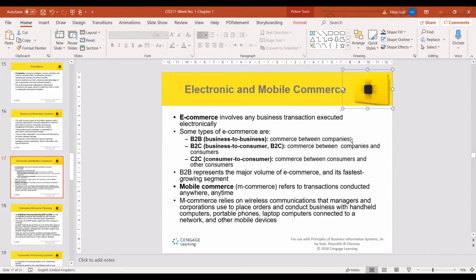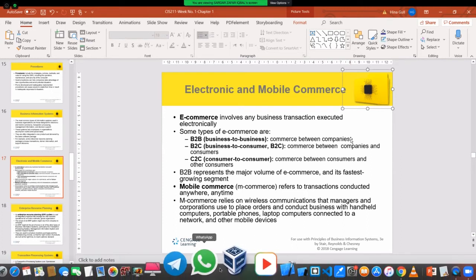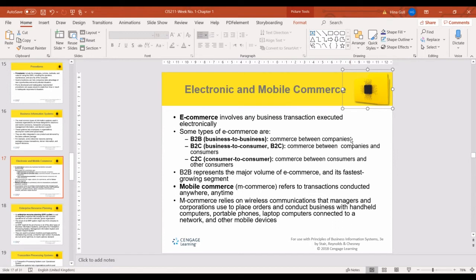And the third type is C2C, consumer to consumer, commerce between one consumer and another consumer. Can you give me an example for this? Like eBay. Haraj. Haraj is a good example. Airbnb. Or eBay also does that. Okay, fine.